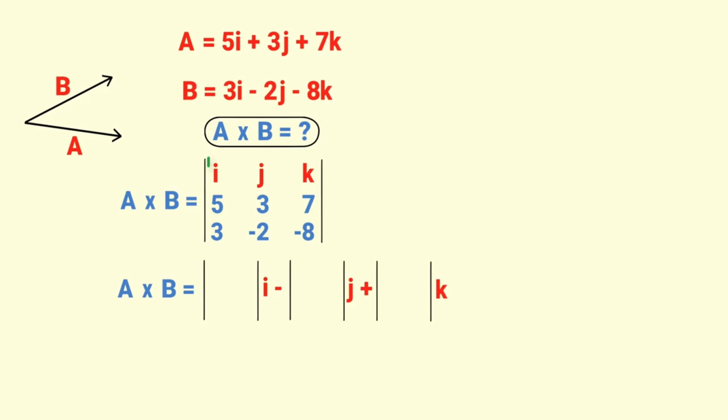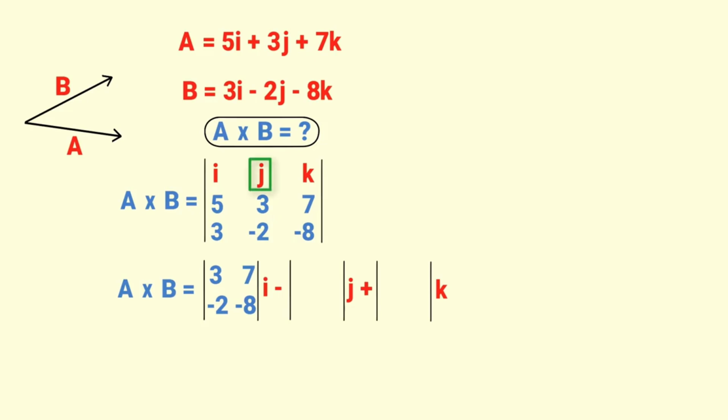Now the unit vector i is in the first row and in the first column. So cancel the first row and the first column. What is left behind? It is 3, 7, minus 2 and minus 8. So write here 3, 7, minus 2 and minus 8. We get a 2 by 2 matrix for the i unit vector.